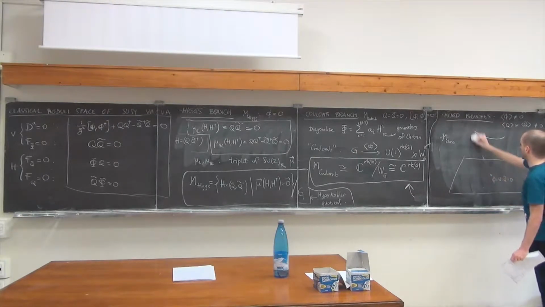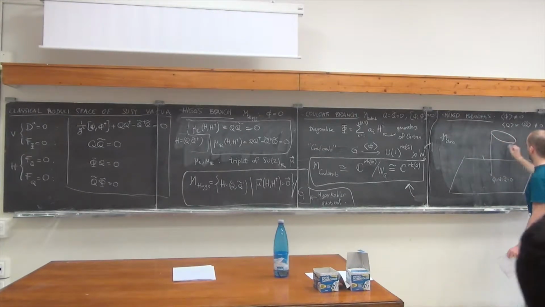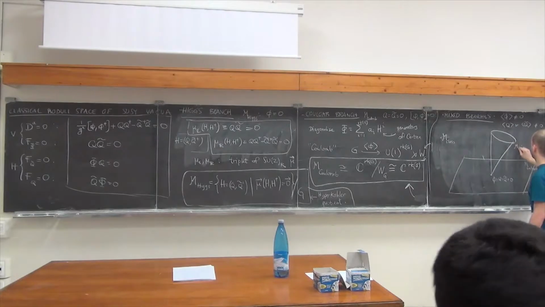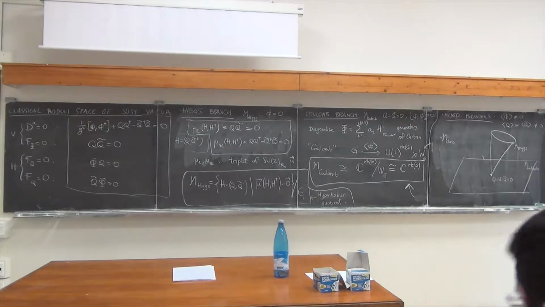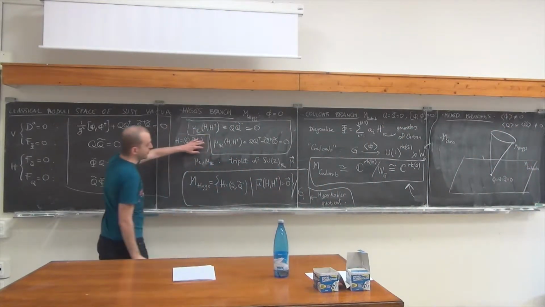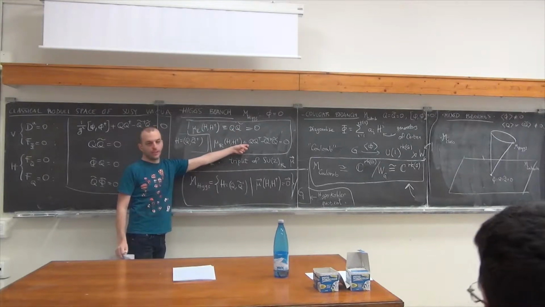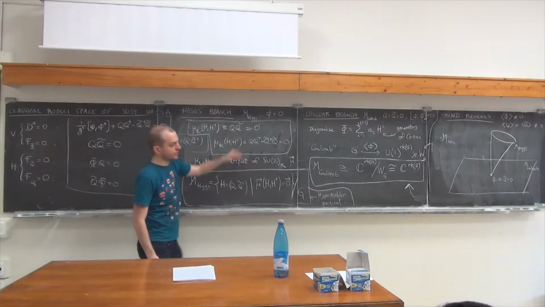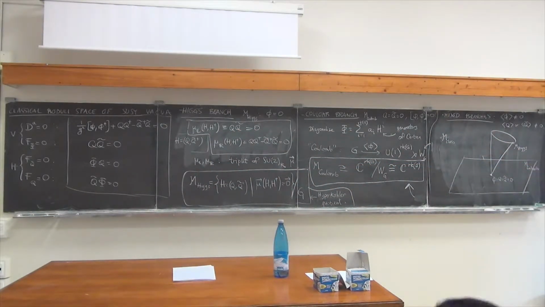Okay, let me draw this slightly differently. So here you have some Higgs branch which emanates out of the Coulomb branch and intersects with it at a point. And in the absence of masses, the equations for the Higgs branch are invariant under rescaling. You can rescale Q and Q tilde and get another solution. So it looks like a cone. This is why it should look like that.